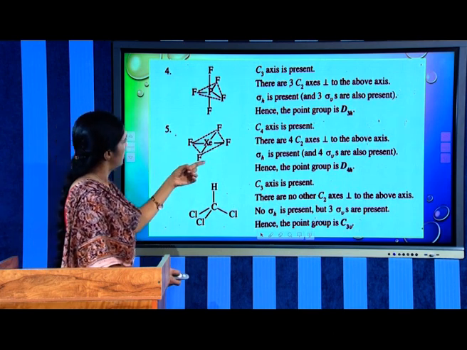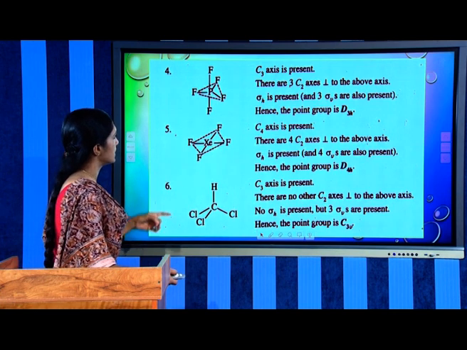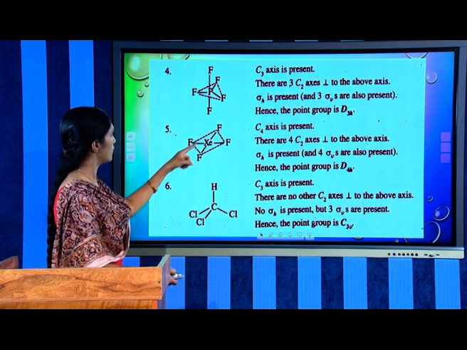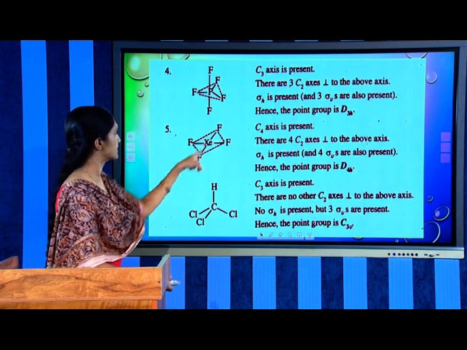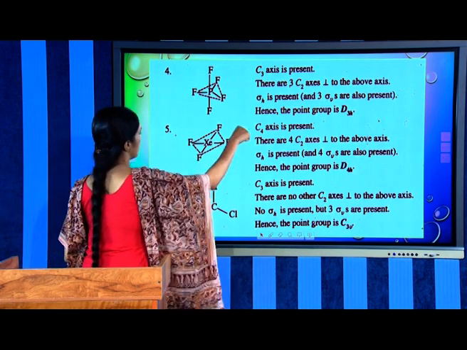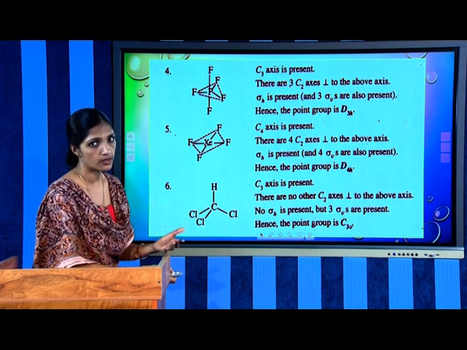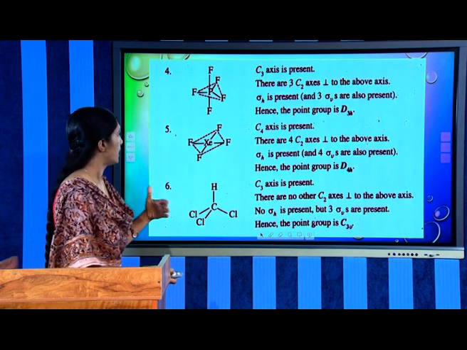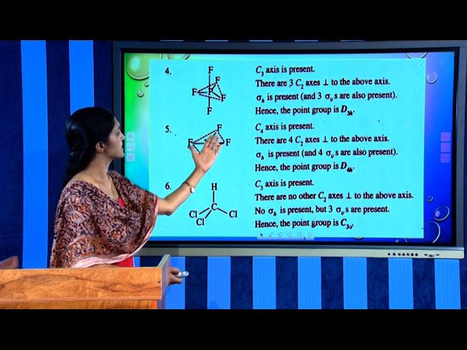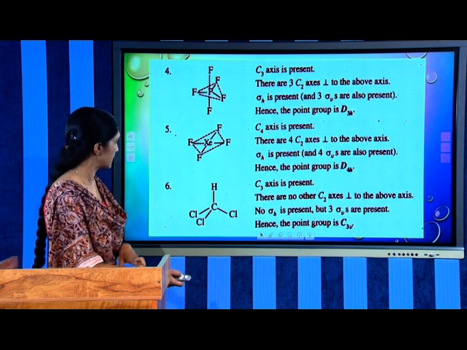Now, the next molecule is XeF4. XeF4 is having a C4 axis, and also 4 perpendicular C2s, one is like this, 2 are like this and 2 are going in between the atoms. So, 4 C2s are present. So, the C4 transforms to D4, and of course, since it is a planar molecule, it contains a sigma H. So, the molecule falls under the category D4H.